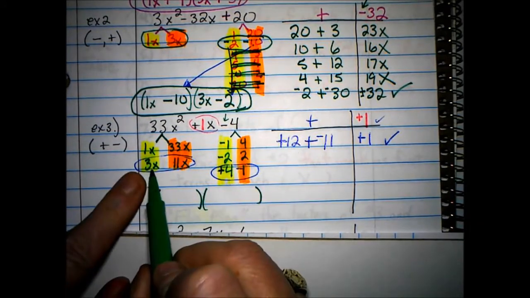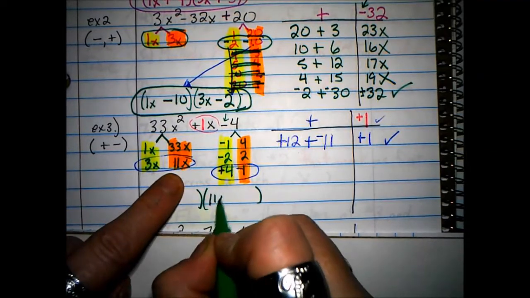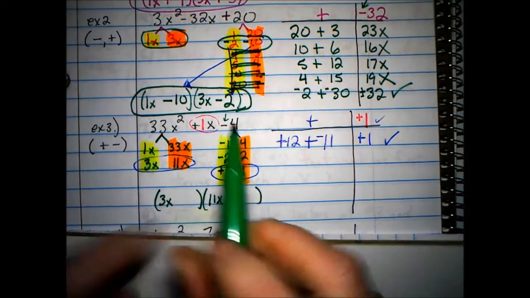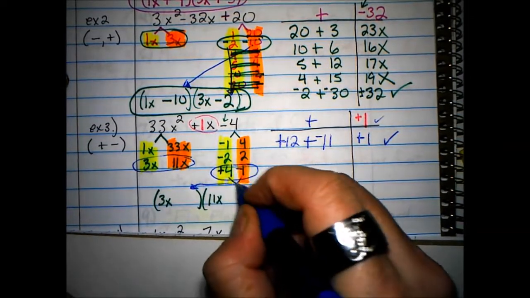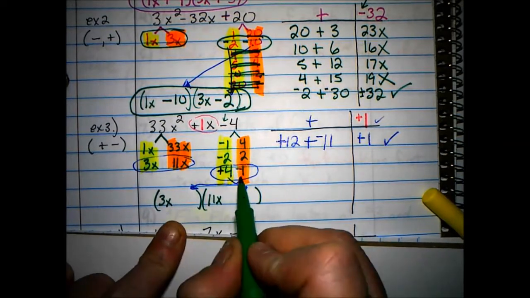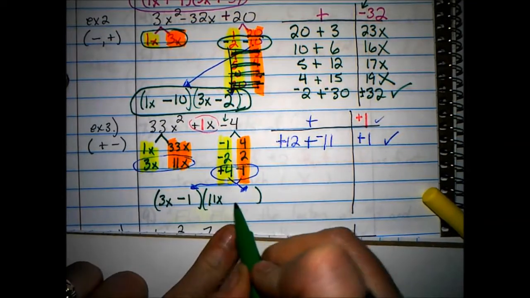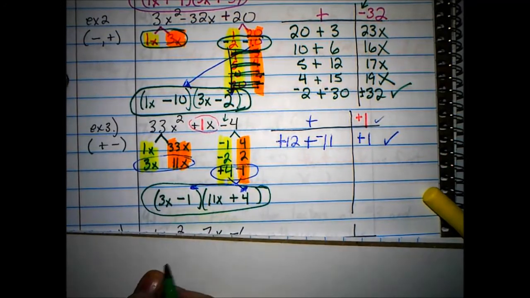Now, the 3x comes to the first binomial. The 11x goes to the second binomial. And remember, you must crisscross. Otherwise, you will be completely wrong on this problem. So the first binomial gets negative 1. The second binomial gets positive 4. And that is your answer.